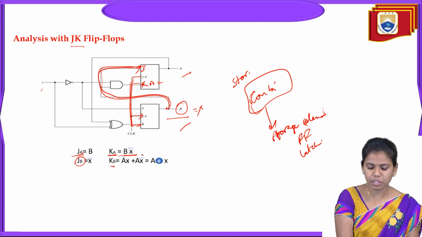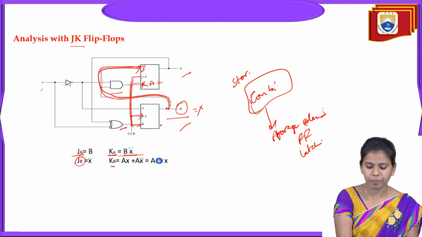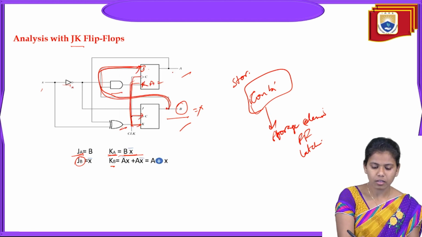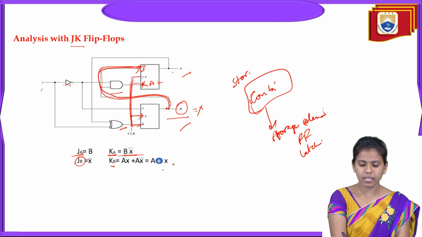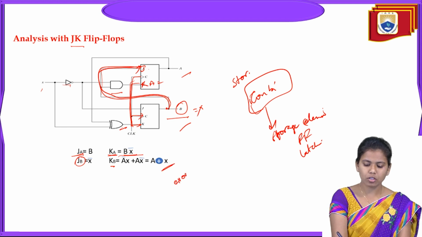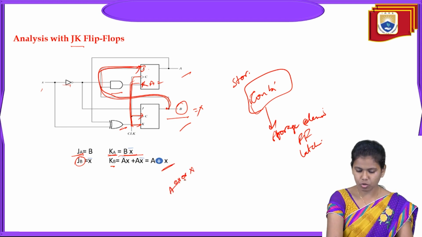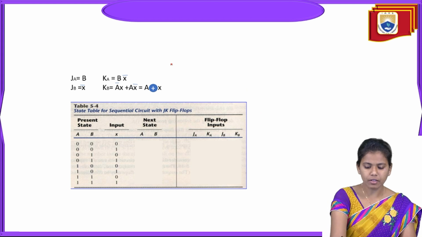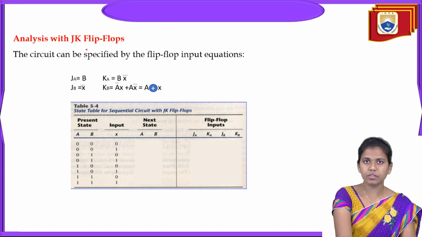This is all about the expressions we are writing with respect to the gates that you are presenting. So KA is nothing but AX bar. Okay, so this is A bar X plus AX bar, that is A XOR X. So here you can observe the state analysis with JK flip-flop.